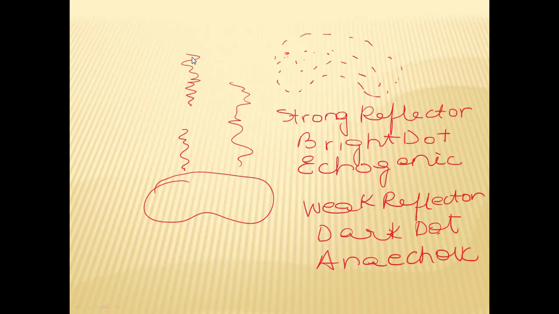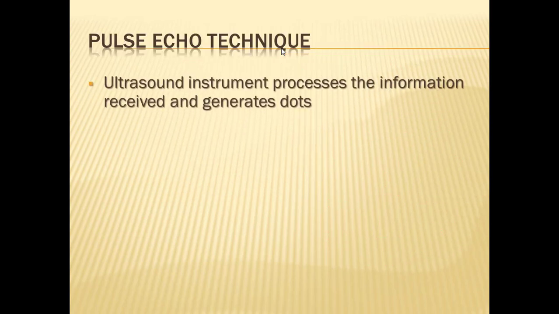So let's see what we said. We said that the transducer generates a pulse of sound. That pulse of sound goes into the patient, and then the echo comes back, and with this echo they generate millions of dots over here, and these millions of dots join together to make an ultrasound image. Now again, a strong reflector is a bright echo, or it means echogenic. Weak reflection means a dark dot, and it means anechoic.